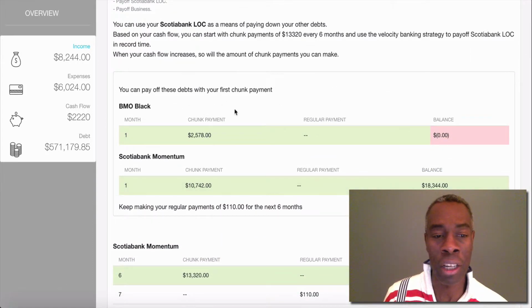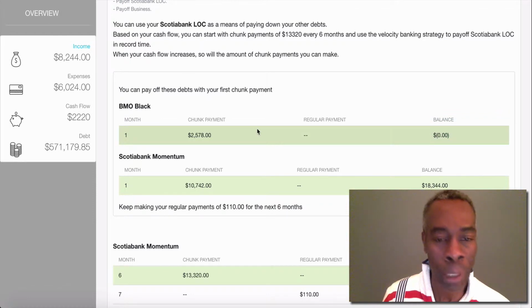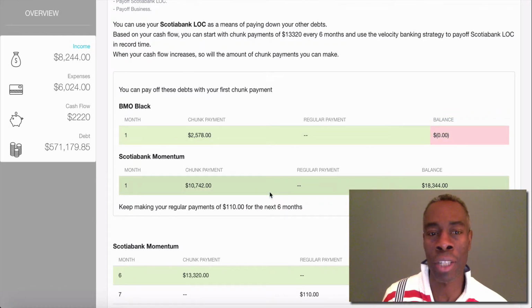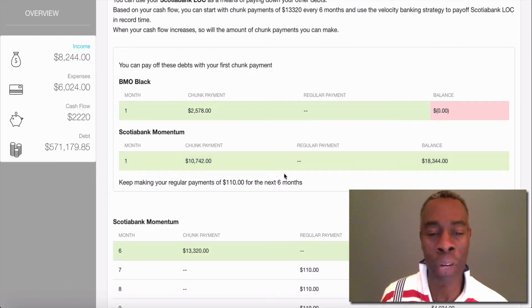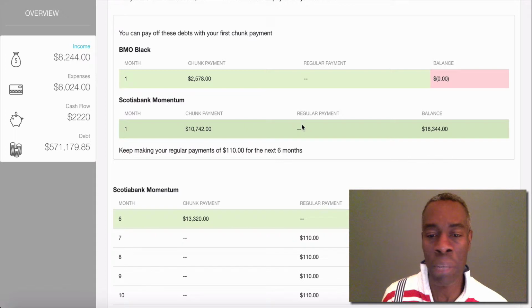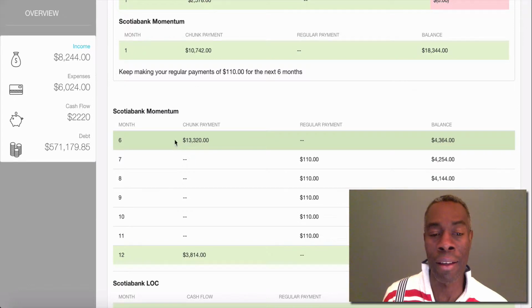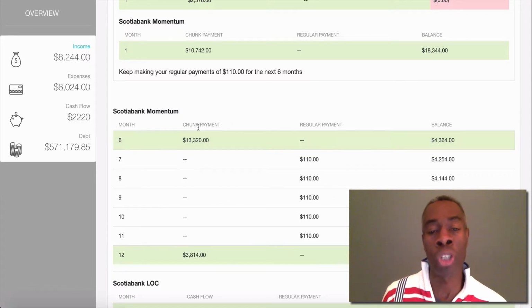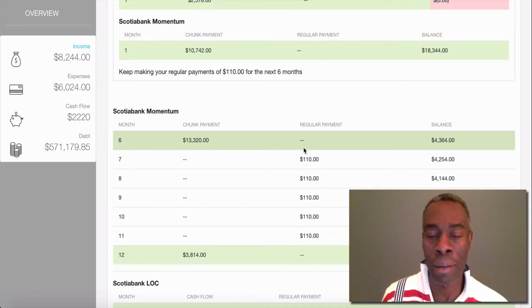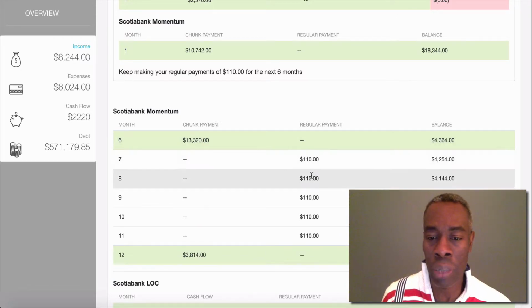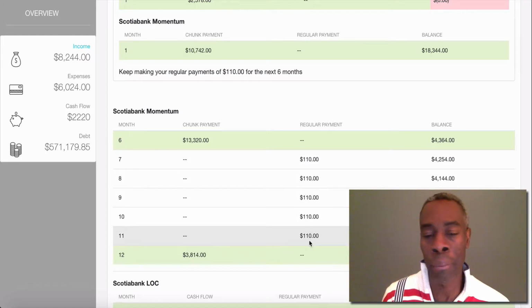It says for your first chunk, you can knock off this BMO Black credit card, and then you could start tackling the Scotia Momentum. You could put a big chunk of your chunk payment into that Scotia Momentum credit card. For the next 6 months, just keep making regular payments on this card. Then at month 6, you do another chunk payment. What's interesting is every time you do a chunk payment, you don't have to make a regular payment, because the chunk payment satisfies that month's payment. And you just keep doing the regular payments that you would ordinarily.